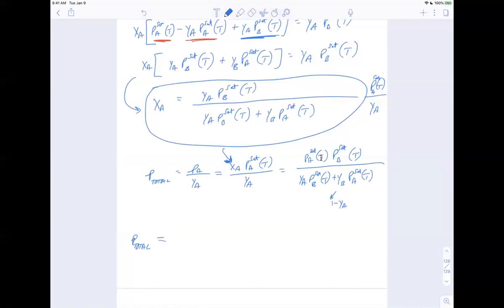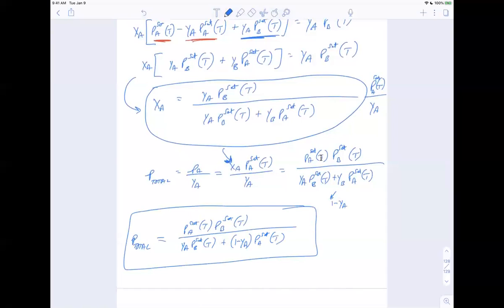Okay. So we have here now, this is going to be PA sat of T, PB sat of T divided by YA PB sat plus 1 minus YA times PA sat. And so that's what we have here for the P total, the total pressure, in terms of Y sub A. And this P total is the same as the P total that we obtained using X sub A.